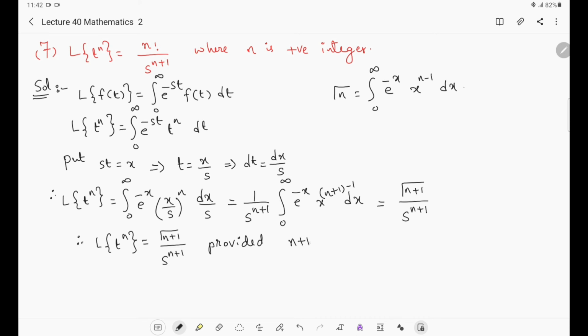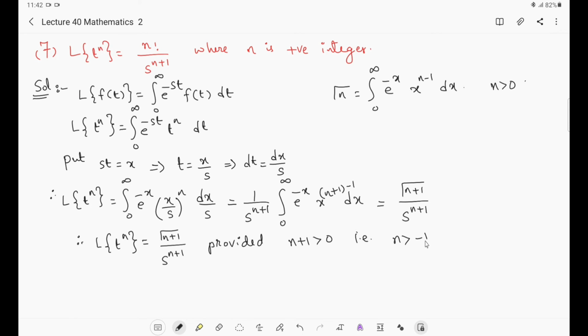n plus 1 should be greater than 0, no? Gamma n is defined for n greater than 0. So this gamma n plus 1 stands well when n plus 1 is greater than 0, right? That is, from n plus 1 greater than 0, I can write n is greater than minus 1. This is for any n greater than minus 1.